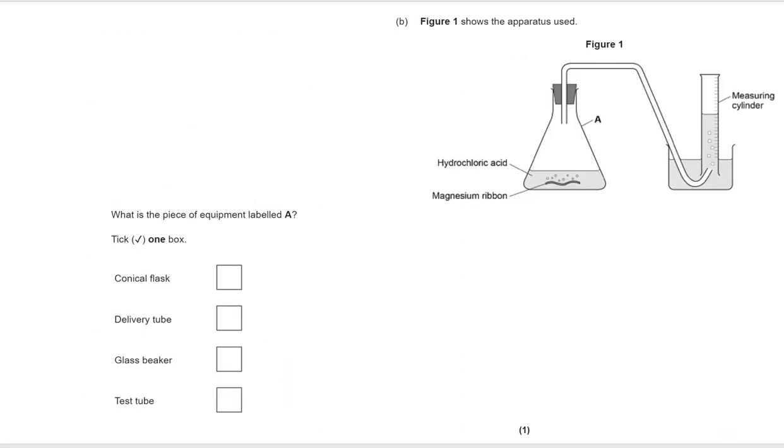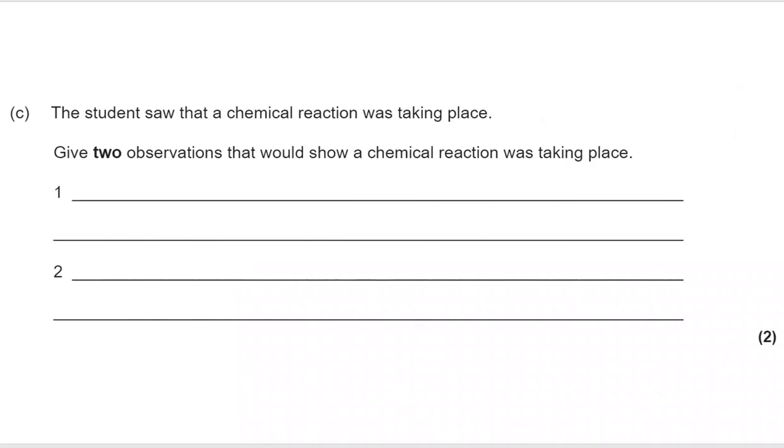For part B, what's the piece of apparatus labelled A that we see here? You need to be able to recognise the key apparatus, from delivery tube to bung to measuring cylinder. A is a conical flask.